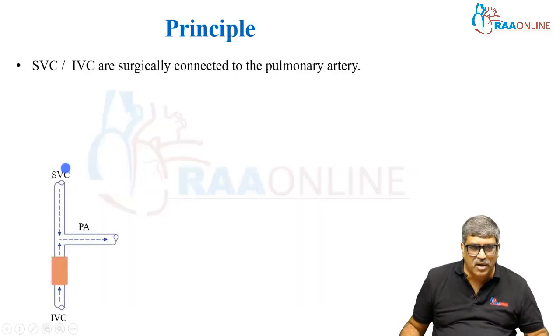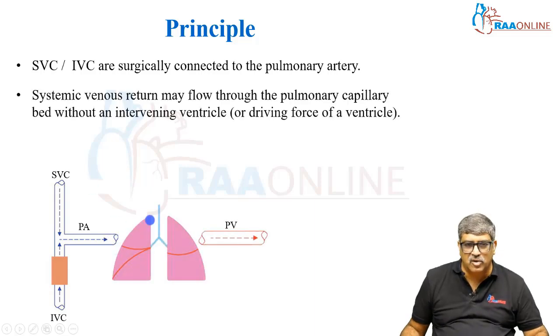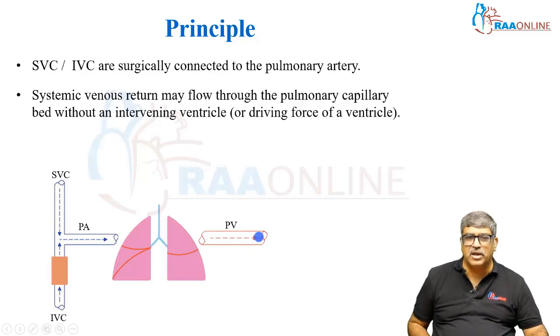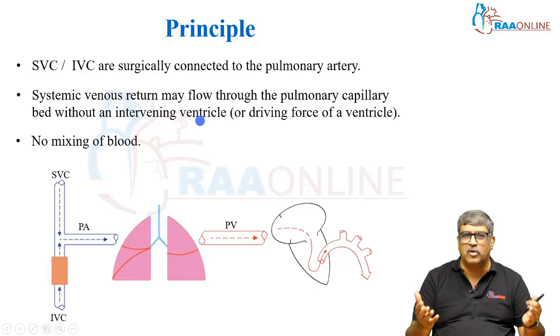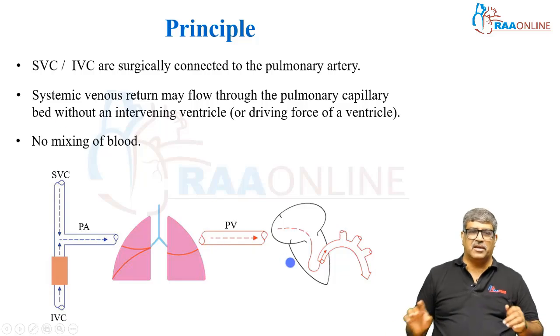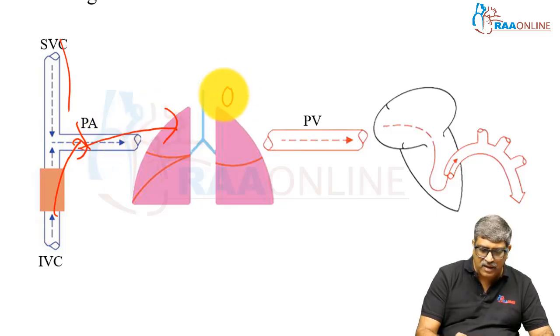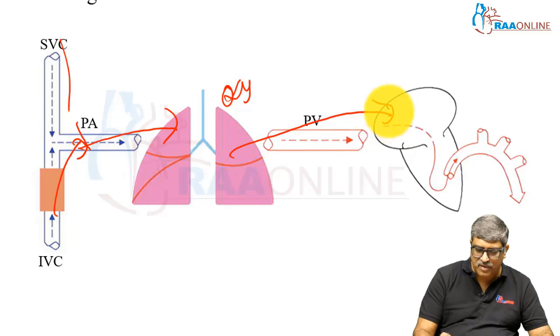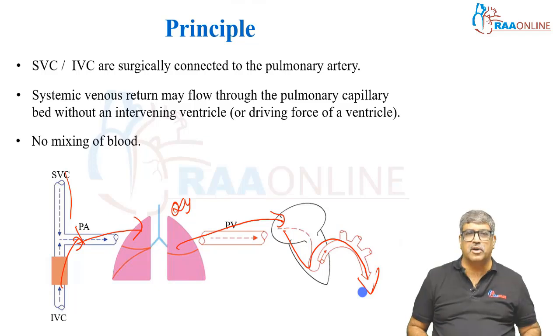So the principle is your superior vena cava blood and the inferior vena cava blood is directed to the pulmonary artery, and from the pulmonary artery it goes into the lung, gets oxygenated and returns via the pulmonary vein into the systemic ventricle without an intervening right ventricle or without any intervening ventricle. And here there is no mixing of the blood. That is very important. Your SVC and IVC blood is conducted to the pulmonary artery, goes into the lung, gets oxygenated and comes into the systemic ventricle and is pumped into the systemic circulation. This is the principle behind Fontan circulation.